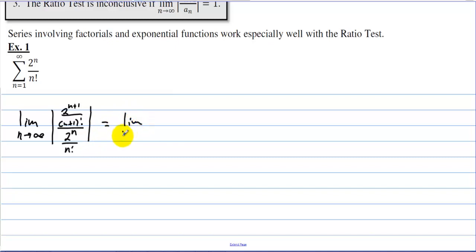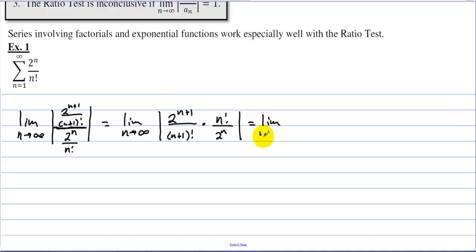Instead of dividing, let's multiply by the reciprocal. So here's the big fraction right here. Instead of dividing, we're going to multiply by the reciprocal. We have 2 to the n plus 1 over n plus 1 factorial, and then times n factorial over 2 to the n. Let's take care of the 2's first. We have 2 to the n down here, and we have 2 to the n plus 1. So we have an extra 2 on top.